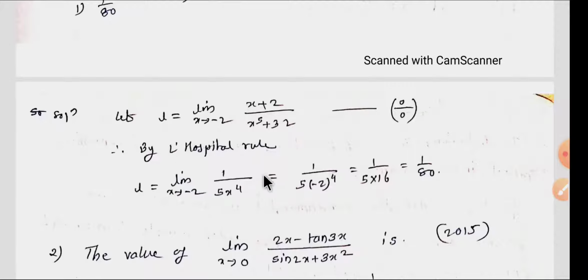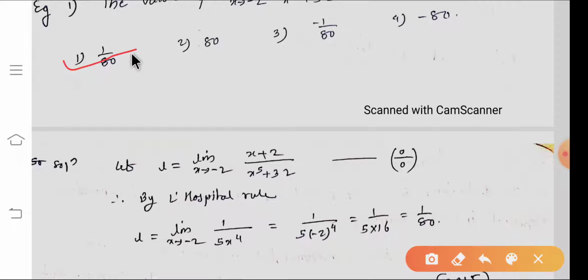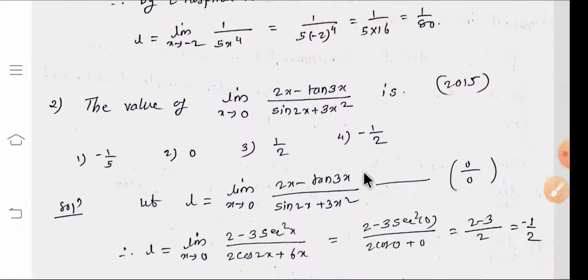Therefore by L'Hospital rule we differentiate numerator and denominator separately. The derivative of the numerator is 1, because the derivative of x with respect to x is 1, and the derivative of the denominator, x raised to 5, is 5 x raised to 4, and the constant gives 0. Now we put x equal to minus 2 here, that is 1 by 5 into (minus 2) raised to 4, which is 1 by 5 into 16, that is 80. That is equal to 1 by 80. Therefore option 1 is the right answer. So for all the examples, if you apply this formula, we get the solutions very easily.